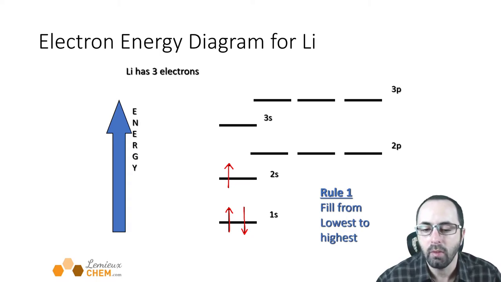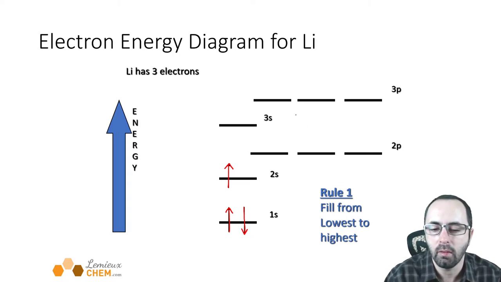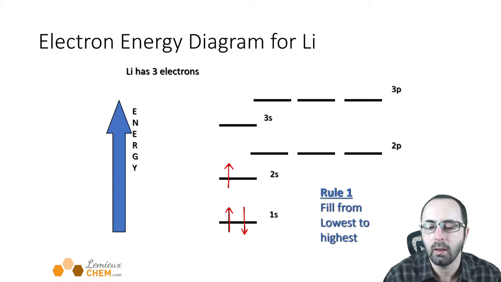So the valence electron here, this is the valence electron for lithium. It's in the second energy level, and there's one of them. It's this one right here.